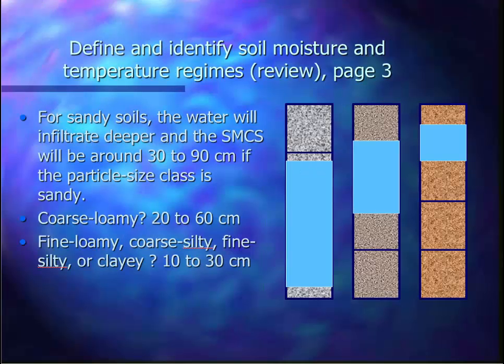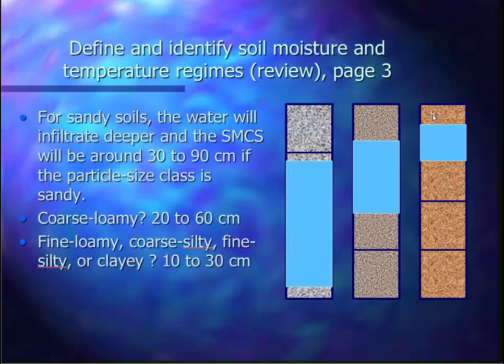Okay, now for sandy soils, I think you can imagine that water would go more deeply at 24 and 48 hours. And so for sandy textured soils, their soil moisture control section typically will be between about 30 and 90 centimeters. For more moderate, not so fine, not so coarse, but coarse loamy particle size classes, your soil moisture control section will be between 20 and 60 centimeters.